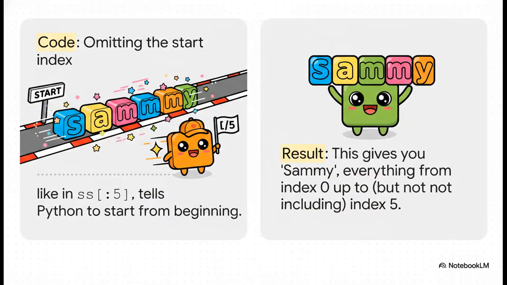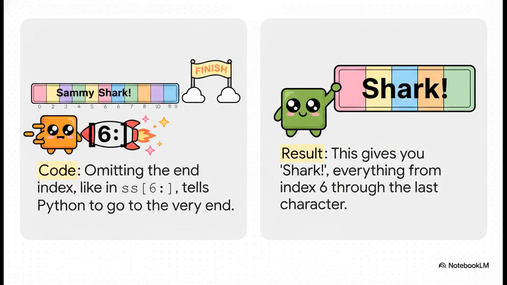Now, slicing also has some cool shortcuts. If you want to start a slice from the very beginning, you can just leave out the first number. So :5 is just shorthand for start at index 0 and go up to but not including index 5. It's a nice little time saver. And you guessed it, the same thing works for the end. If you want your slice to run all the way to the very last character, just leave the end number out. 6: just means start at index 6 and grab everything else, all the way to the end.